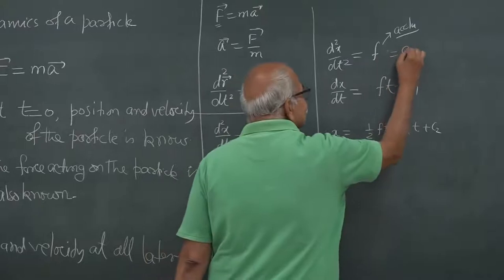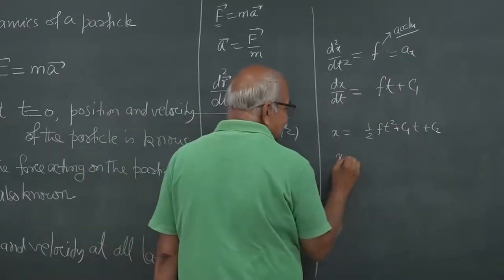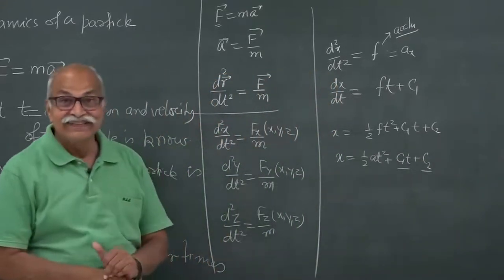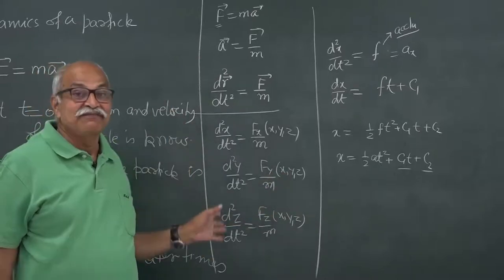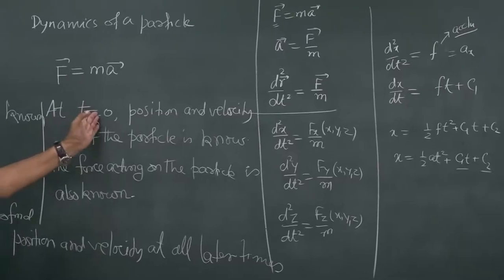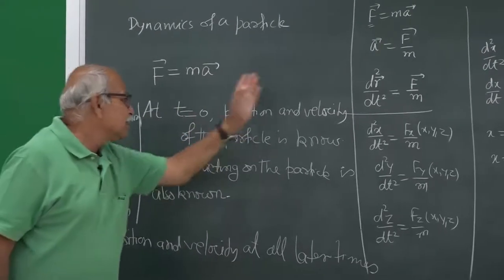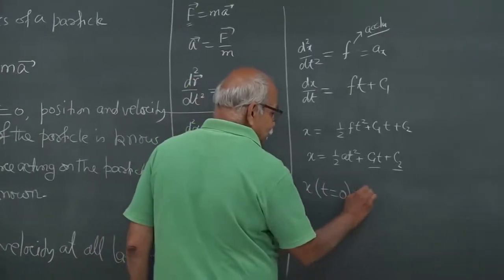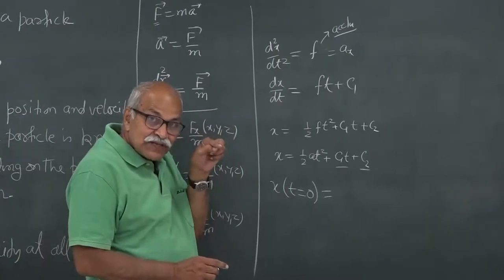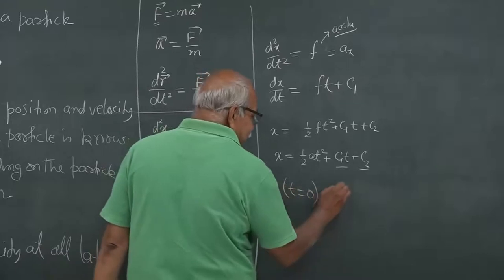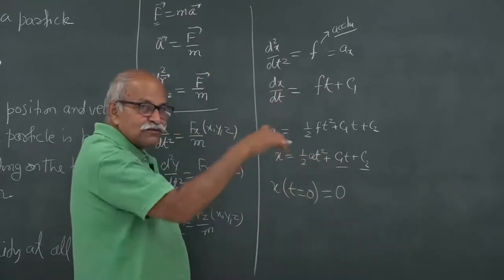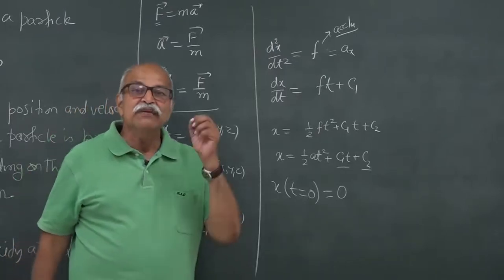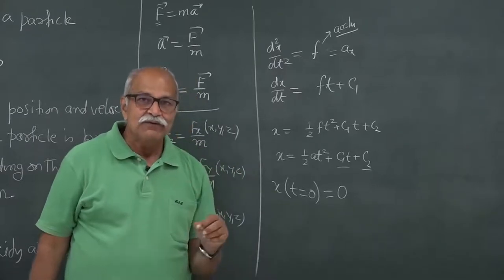So if you write this Fx by m as ax, your x is equal to half a t square plus c1 t plus c2, and these two constants are not known as such with this much information. So what you need is at t equal to 0, that means at some instant I know the position and I know the velocity, and I am calling that t equal to 0. So x at time t equal to 0 is known. I can call this position as x equal to 0. So that is a standard way. If you say that this position I have chosen to be the origin, so here x is equal to 0, y equal to 0 and z is equal to 0. Just as you can choose a particular instant as t equal to 0, you can choose a particular space point as the origin, x equal to 0, y equal to 0, z equal to 0.